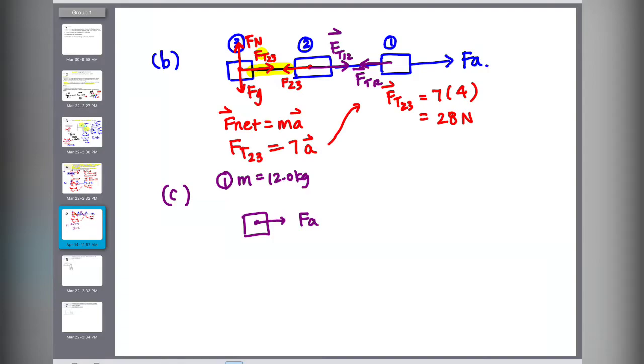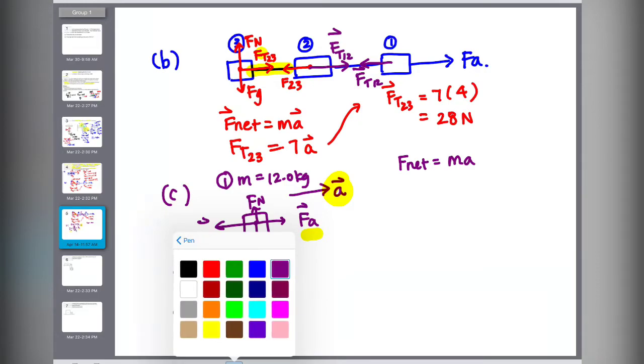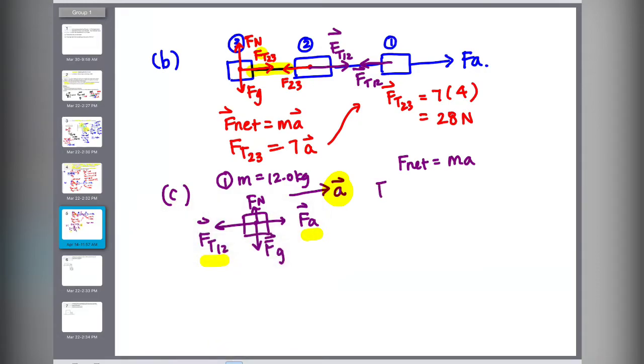I just want to redraw the free body diagram so it's more clear to you. I know that the Fa is going to the east, and I know that the Ft12 is going to the left, to the west. I have my Fg, I have my Fn going upwards. My direction of acceleration is to the right. So to study the F net, it equals ma, and in this case I've got two forces, one to the right and one to the left. Because the right-hand side is the direction of the acceleration, that becomes my positive side. So my F net is Fa minus my Ft12, and it equals the mass times A.